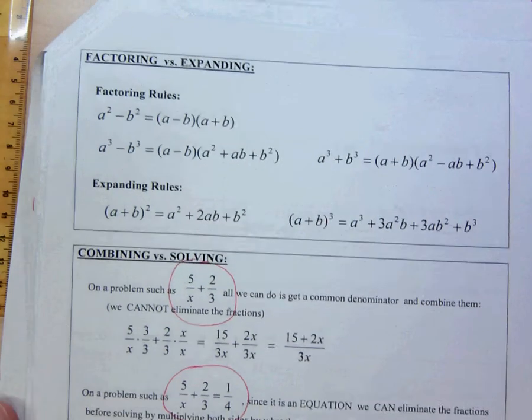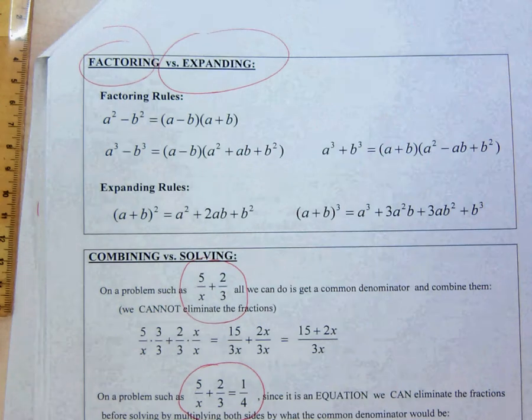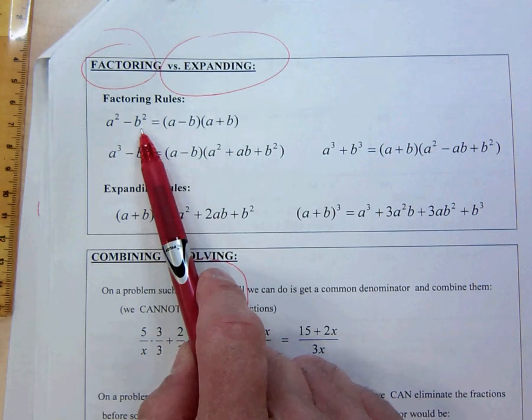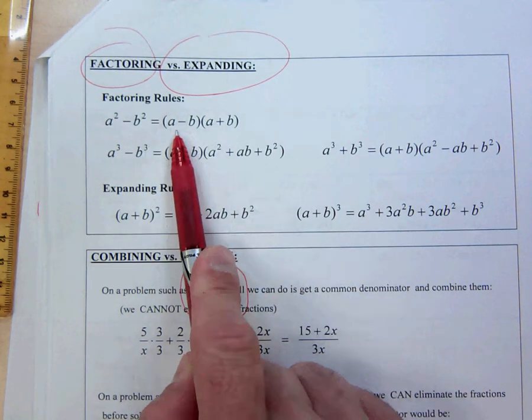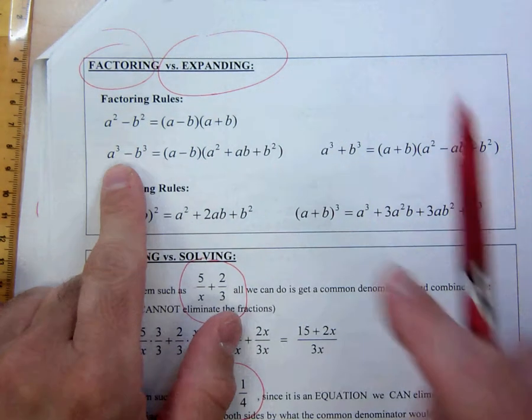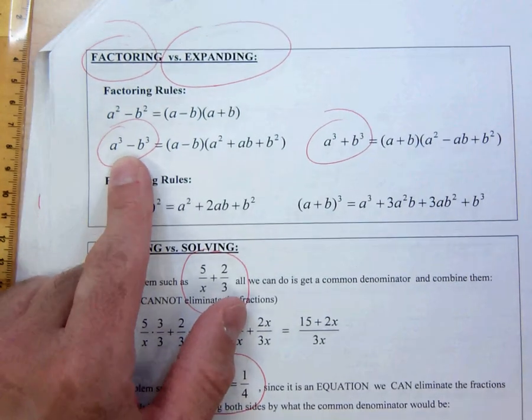Factoring and expanding. You got to know the difference between factoring and expanding. Okay, when you have a difference of squares, a squared minus b squared, you got to know that factors into your a minus your b times your a plus your b. You also have to know how to factor a sum and difference of cubes. Okay, you got to memorize the pattern.